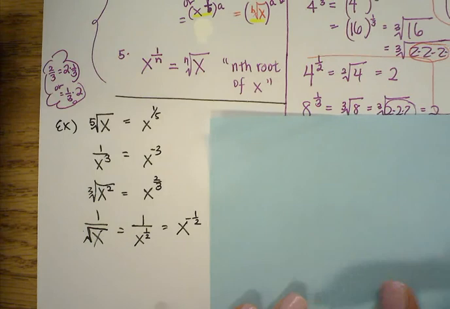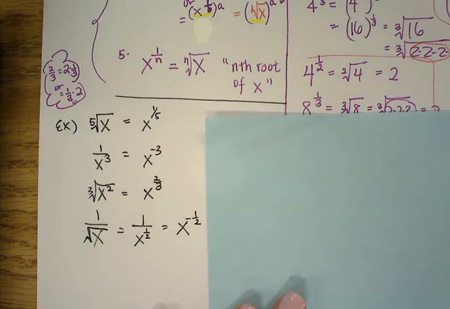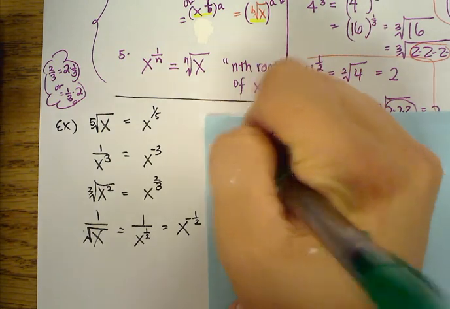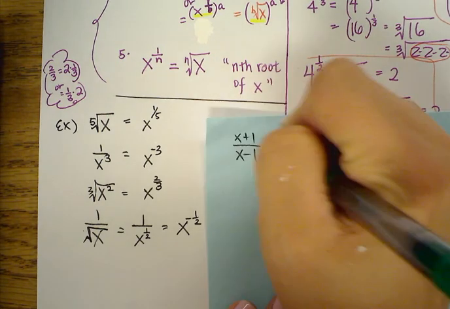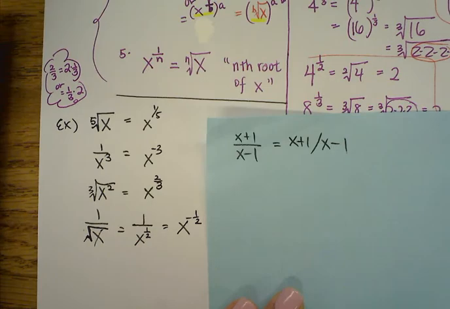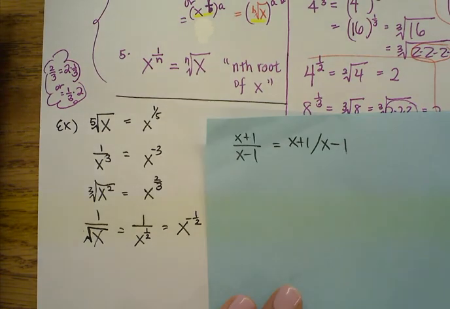By the way, can I just tell you something? This is really not related. If I want to write x plus 1 over x minus 1, can I write it like this? Is that the same thing? Yes, it is. It's exactly the same. When you write it in your calculator, that's how it shows up. That's not true. That's very much not so.